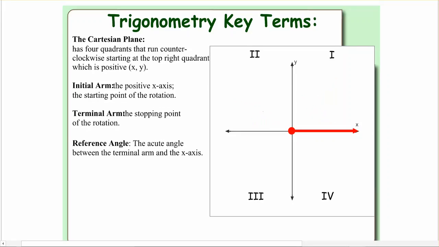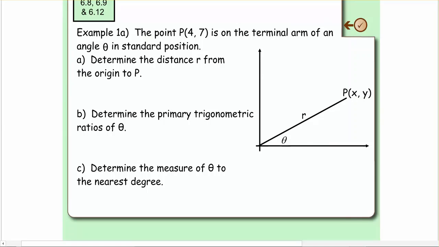Okay, moving on. We're going to go through a couple of examples here. It says the point 4, 7. So this would be 4, and this would be 7 in that point there. Some point right there is on the terminal arm of an angle in standard position. So we're looking at it from the positive x-axis. That's what makes it standard position. It says determine the distance r, the hypotenuse of a triangle, from the origin to P. So from here to there.